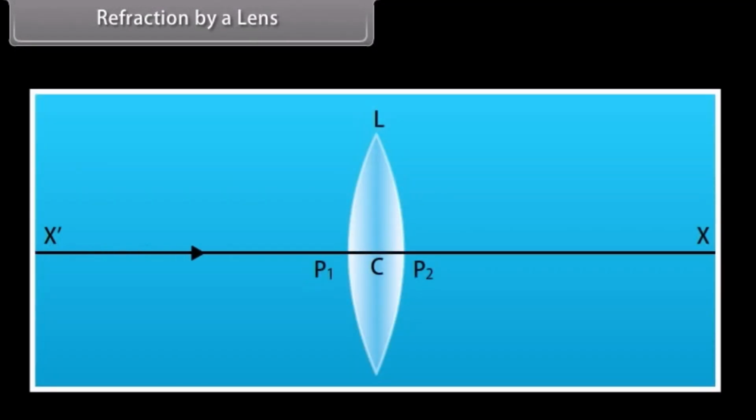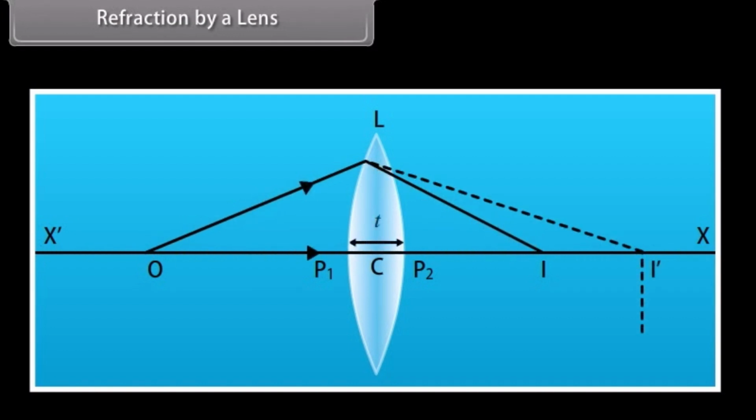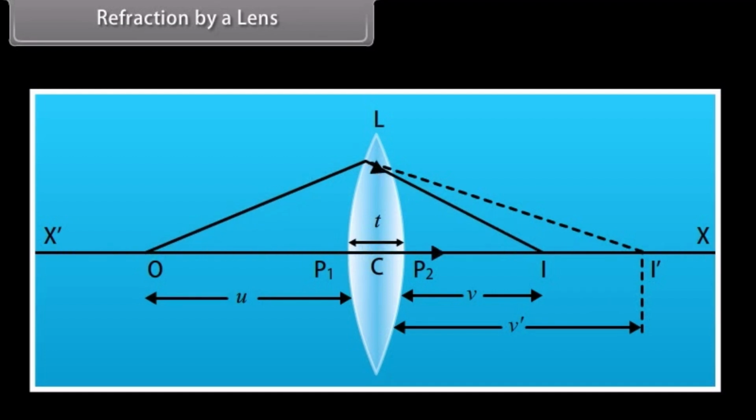Refraction by a lens. Suppose L is a thin lens. The refractive index of the material of lens is N2 and it is placed in a medium of refractive index N1. The optical center of lens is C and XX' is the principal axis. The radii of curvature of the surfaces of the lens are R1 and R2 and their poles are P1 and P2. The thickness of lens is t, which is very small. O is a point object on the principal axis of the lens. The distance of O from pole P1 is u.